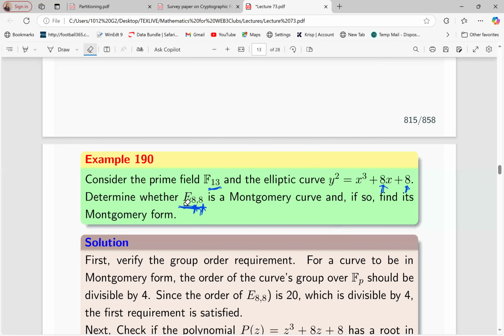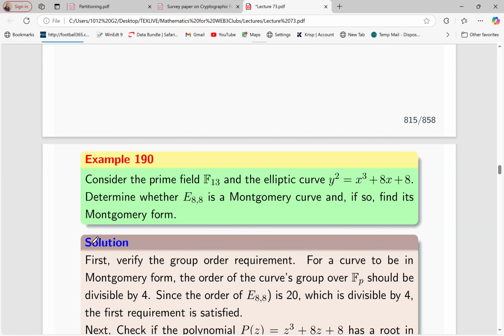Now, I'll just repeat the three properties we're looking for. Given this curve, the question is, is it convertible to Montgomery? So first of all, we find out how many points it has. What is the order of the group that it forms? When I did that, I found the order was 20. 20 is divisible by 4, so that is okay. The first condition has been met.